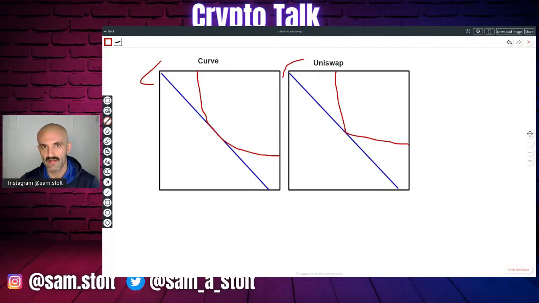Now, this is effectively what Curve has done, where we're going to point out these differences and then talk about why they're so important. If you look at this, Curve is tangent to the line here, but between these two points. So what does that mean, tangent to the line? Well, actually, let's look it up real quick.